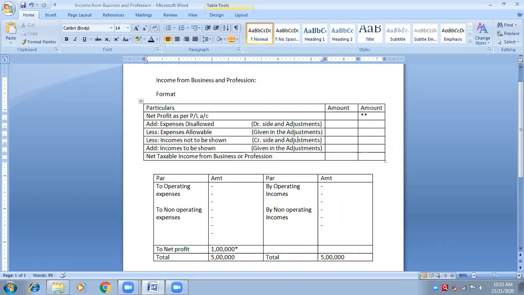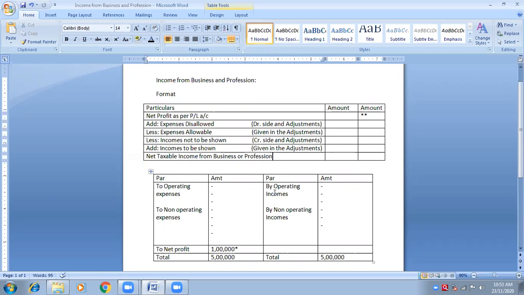And adjustment. Suppose some incomes are given as operating incomes, but actually they are non-operating. So it will be given in the adjustment that you have to treat this income as non-operating, and it should not be shown in the business because it is not directly related to business. Okay, did you understand this much?